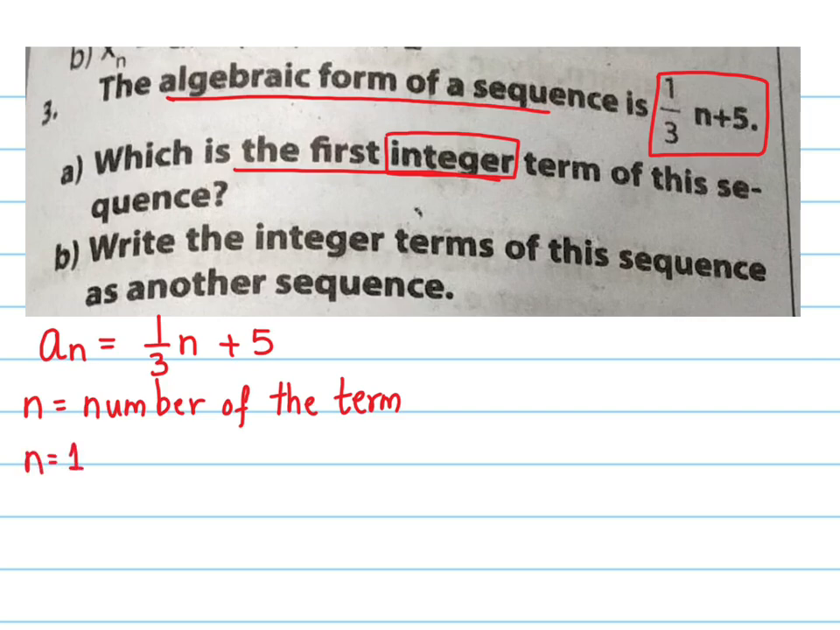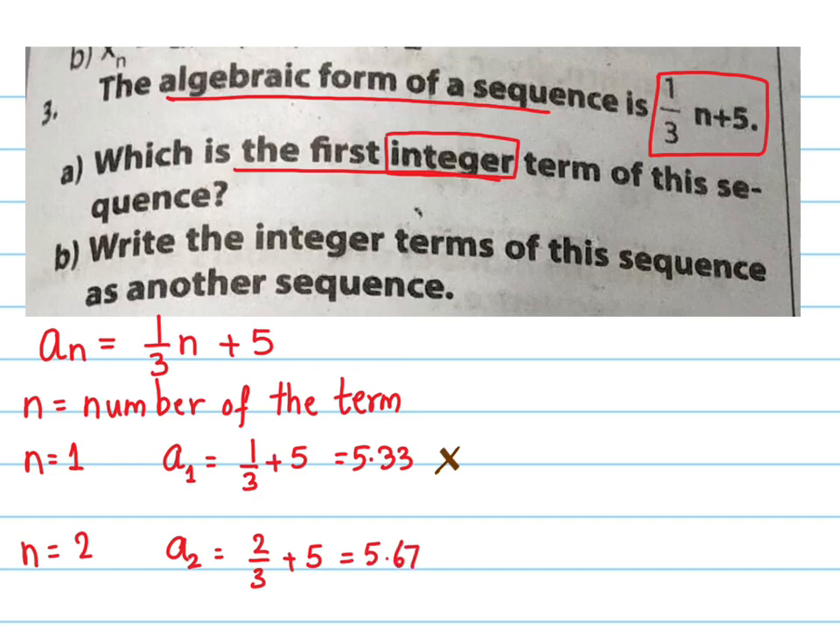So let's put n equal to 1. And we can see it will be 1 over 3 plus 5. And obviously it will come out as 5.33 because we have got a fraction. 1 over 3 is a fraction. So that's not an integer. We repeat for n equal to 2. And that's 2 over 3 plus 5. Again we have a fraction, so 5.67. This 2 is not divisible by 3. So definitely we are going to get a decimal number. So that's also not possible.